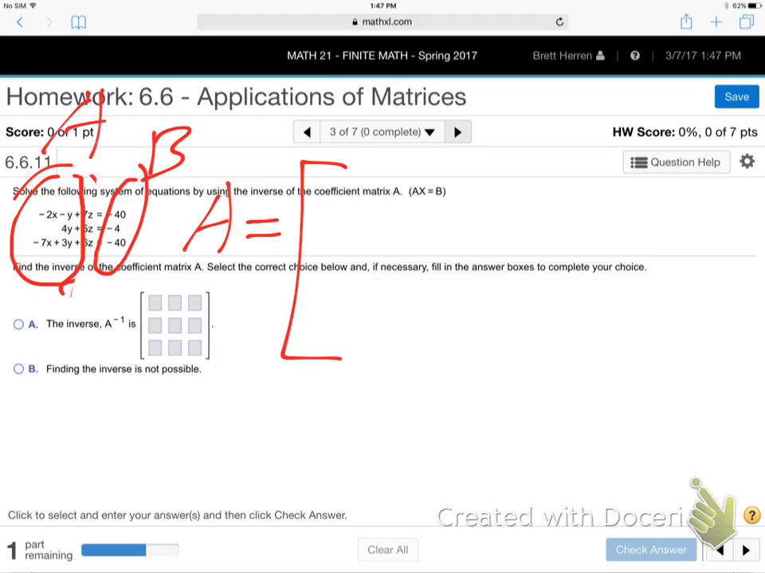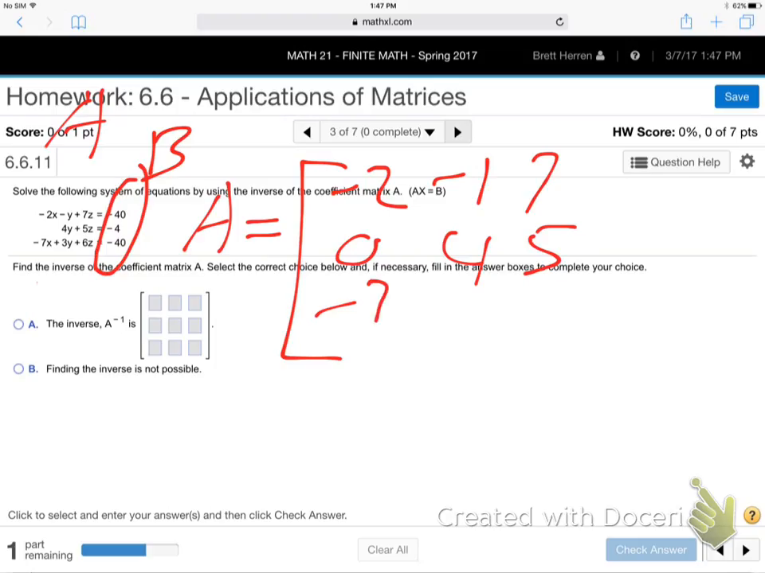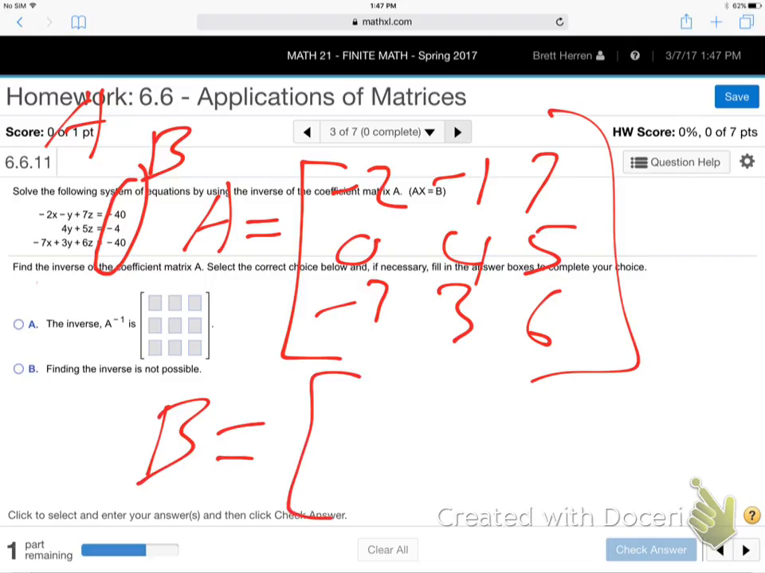So can you enter matrix A? Matrix A would be -2, -1, 7, 0, 4. Everybody see where that 0 came from? 5, -7, 3, 6. So there's matrix A. And then B, I think I covered one of the negative signs up. B is -40, -4, -40. So it's the same kind of thing.